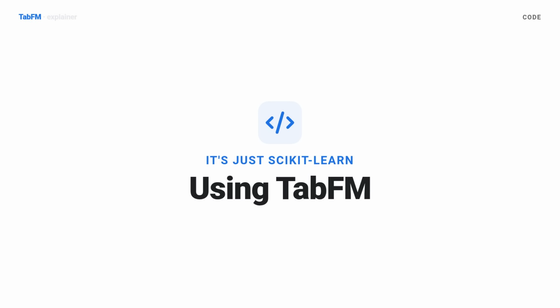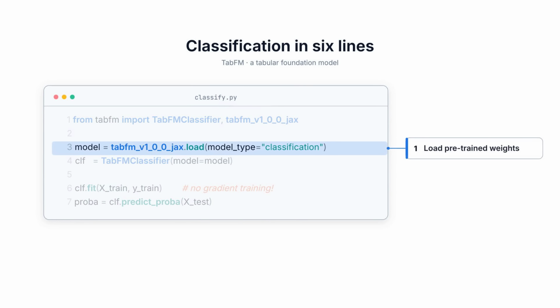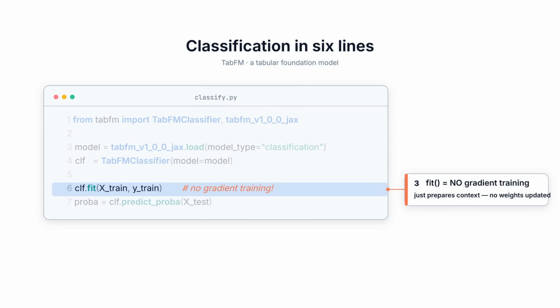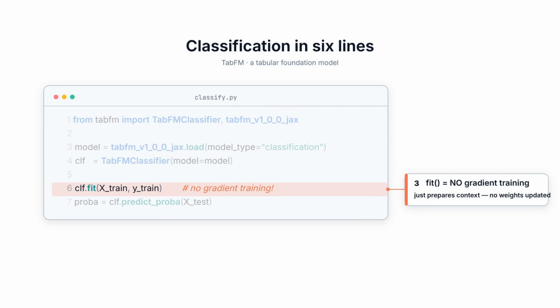Enough theory. The best part is how little code it takes to use, because it looks exactly like scikit-learn. Here is classification in 6 lines. Load the pre-trained model, wrap it in a TabFM classifier, call fit, then predict. Note that fit does no gradient training. It just prepares the encoders and remembers your rows as context.